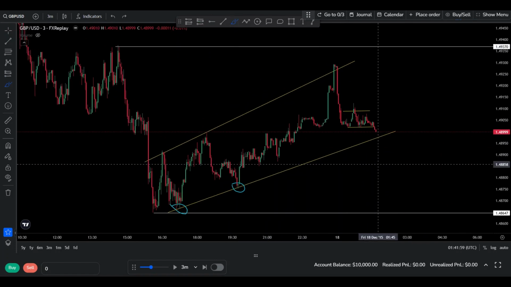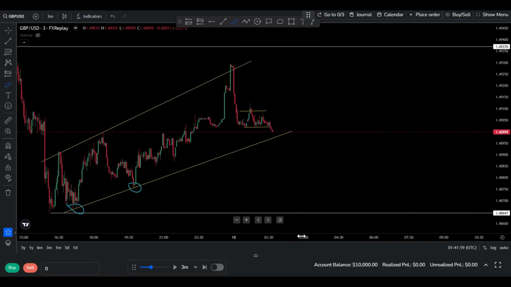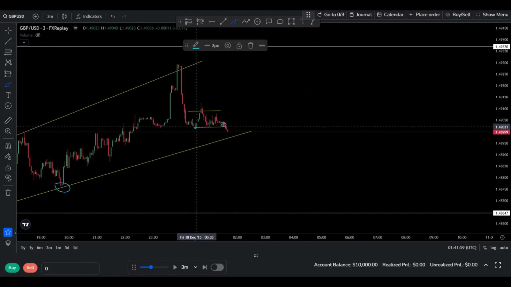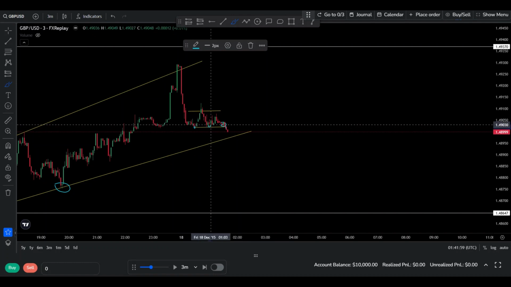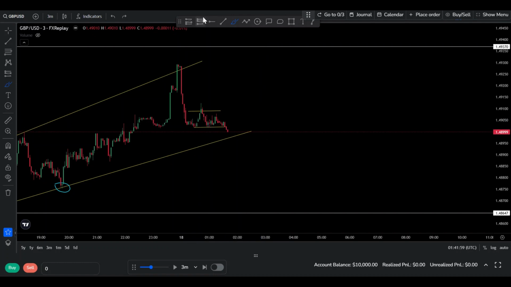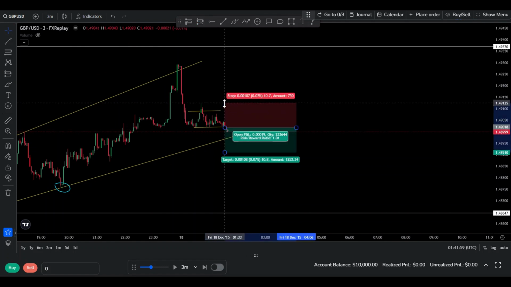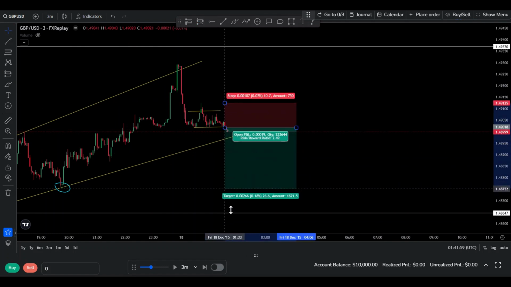Let me just try zooming in a little bit. We already have a break of the pattern over here. Price broke it downward, right? So this is the first low and this is the second low. They are equal, so that was where I marked out my entry. I'm literally entering on this, setting my stop loss at the high of the pattern and targeting the low.